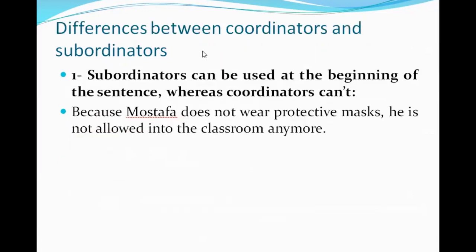Okay, now let's talk about the difference between coordinators and subordinators. We studied coordinators in the previous video, and in this video we're focused on subordinators. So let's try to understand the differences between them. Subordinators can be used at the beginning of the sentence, whereas coordinators can't. So if you look at this example, because Mustafa doesn't wear protective masks, he's not allowed into the classroom anymore. You can have the subordinator at the beginning of the two clauses like that, one clause right here, one clause right there, but you can't do this with a coordinator. You can't do this with and, but, or, nor, so, or yet.